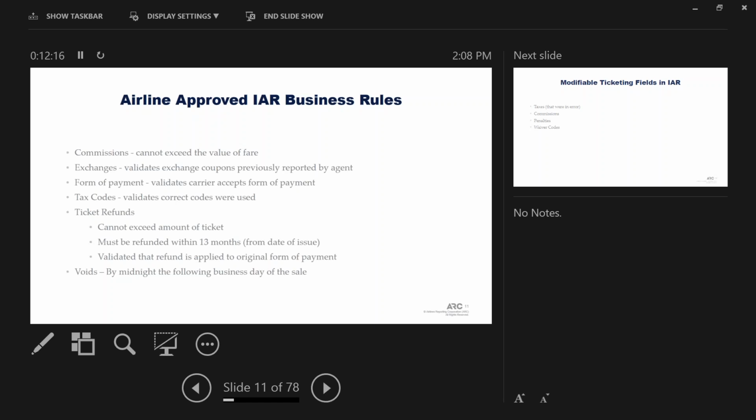Form of payment: it validates that the carrier accepts the form of payment. Tax codes: it validates that the correct codes were used. And ticket refunds cannot exceed the amount of the ticket. They must be refunded within 13 months from the date of issue, and it validates that the refund is applied to the original form of payment. And for voids, they follow the business rules of the void modification window, which is by midnight the following business day of the sale.